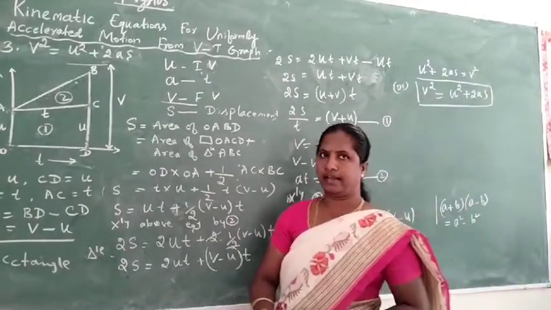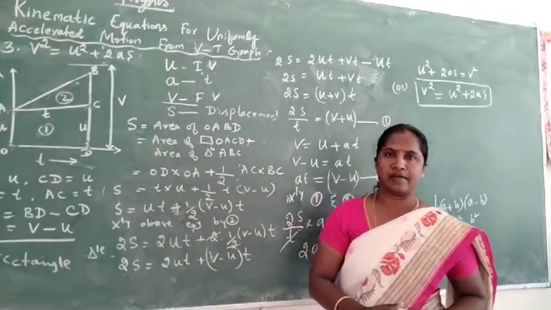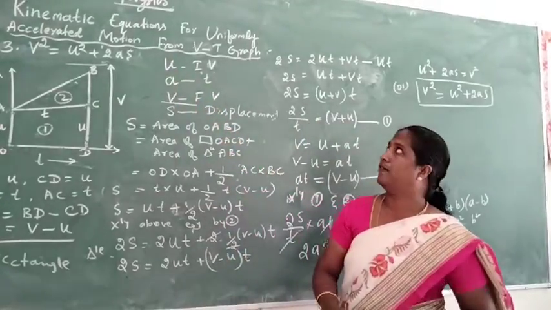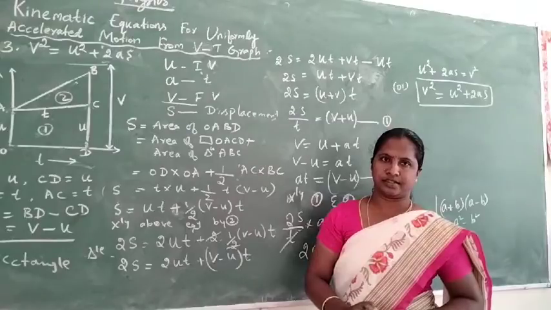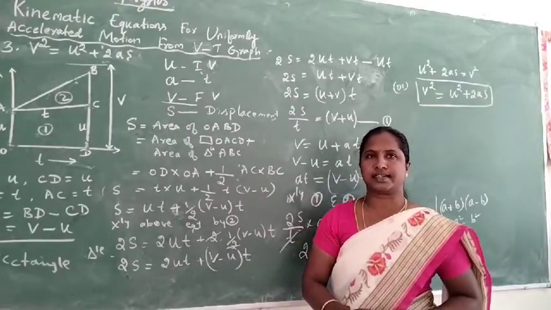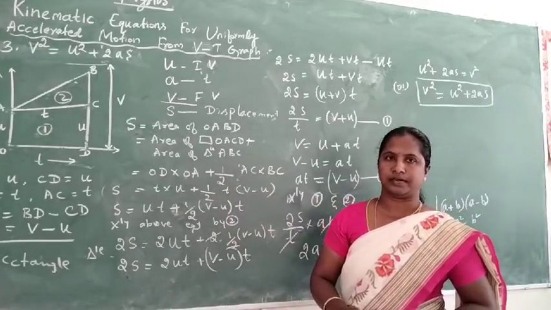So dear children, in this method, by using the velocity time graph, we can derive the kinematic equations for uniformly accelerated motion. This can also be explained by using the calculus method. In the next class, let us derive those derivations by the calculus method. Okay, thank you children.